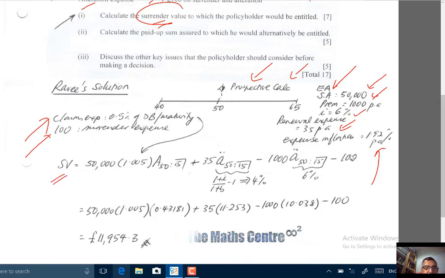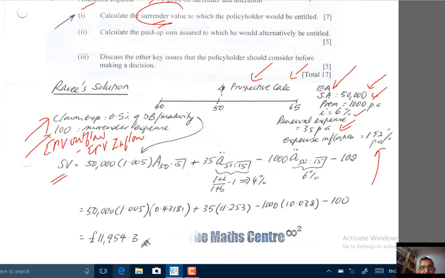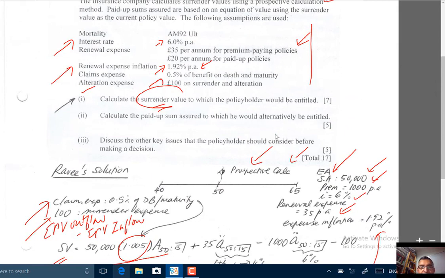What's the main idea? It will be the expected present value of your outflow minus the expected present value of your inflow. That's the idea. The expected present value of the outflow, which is your future benefit, will be this. Now, why is this here? That's because we have a 0.5% claim expense. Let me bring that down again.